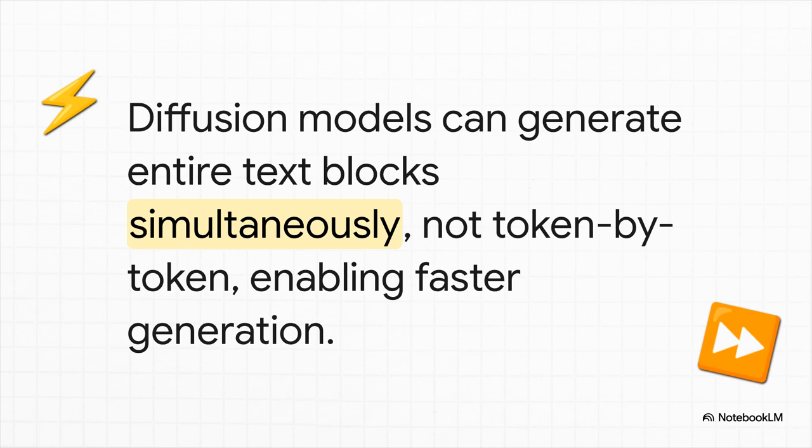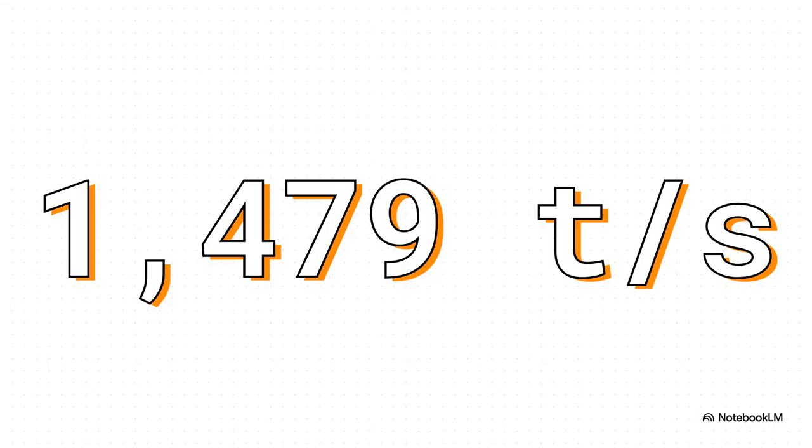But a sculptor works on the entire block of stone at once. It's the same idea here. Diffusion models can generate whole chunks of text all at the same time, instead of going token by token by token. And we are not talking about a minor speed bump here.